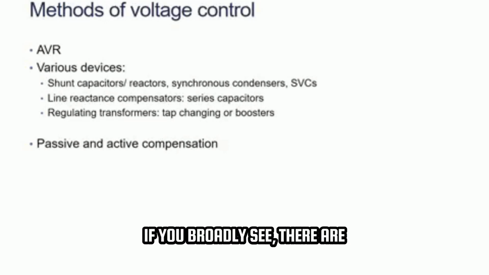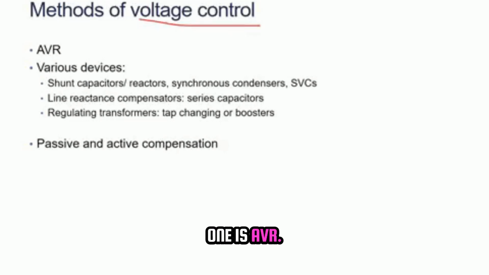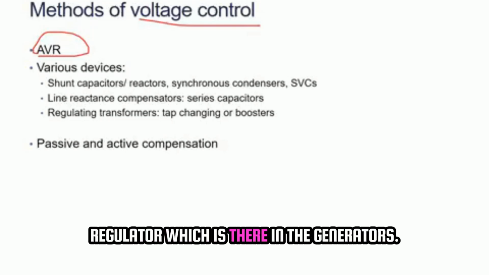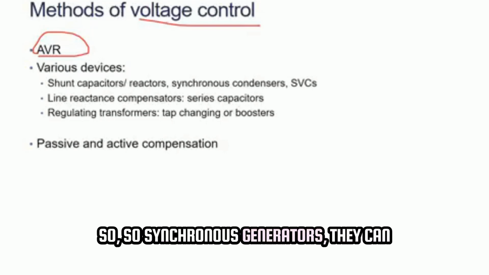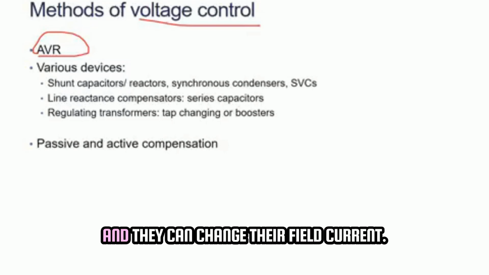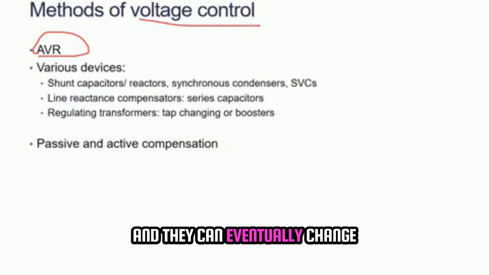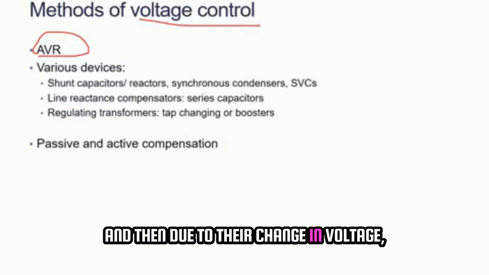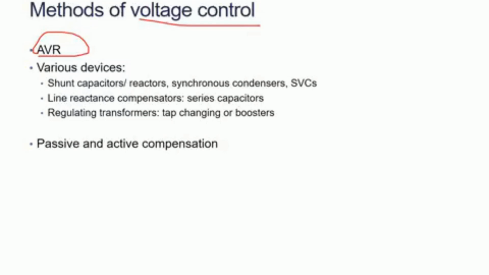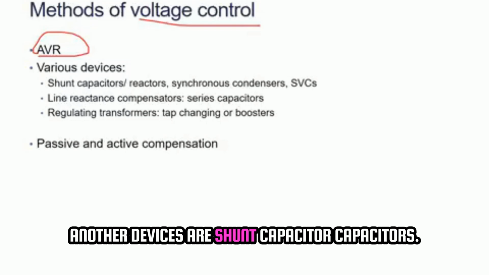So if you broadly see, there are three broad categories which actually help in voltage control. One is AVR. AVR is the automatic voltage regulator, which is there in the generators. So synchronous generators can change their excitation, they can change their field current, and they can eventually change the voltage at their terminals, and due to the change in generator voltage, the system voltage will get affected and may improve. Another device is shunt capacitors.